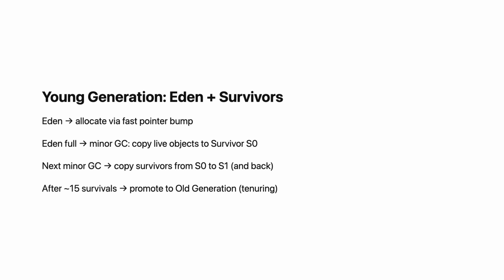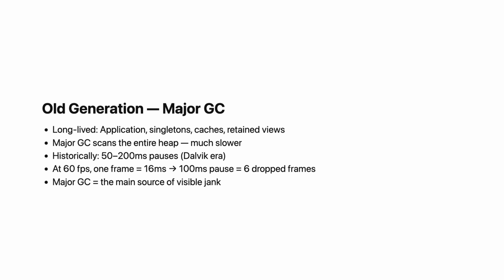The collector has to examine a much larger set of objects, and the ratio of garbage to live objects is much worse because these are the survivors, the objects that have already proven they tend to stick around. Major GC is slower, it touches more memory, and historically, it was the main source of those dreaded GC pauses that would freeze your entire app.